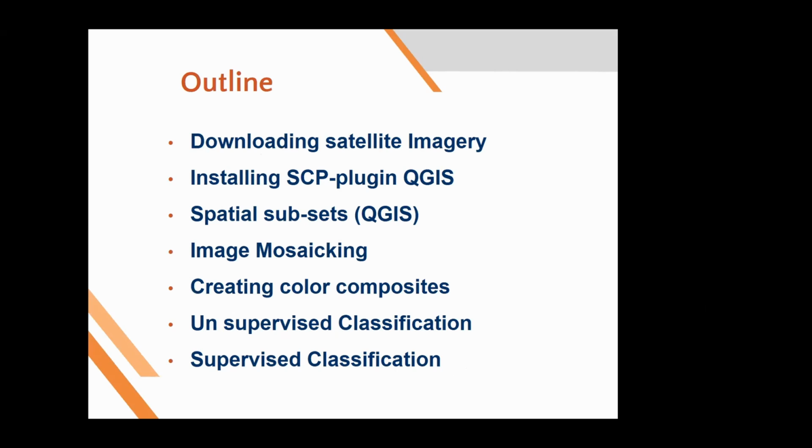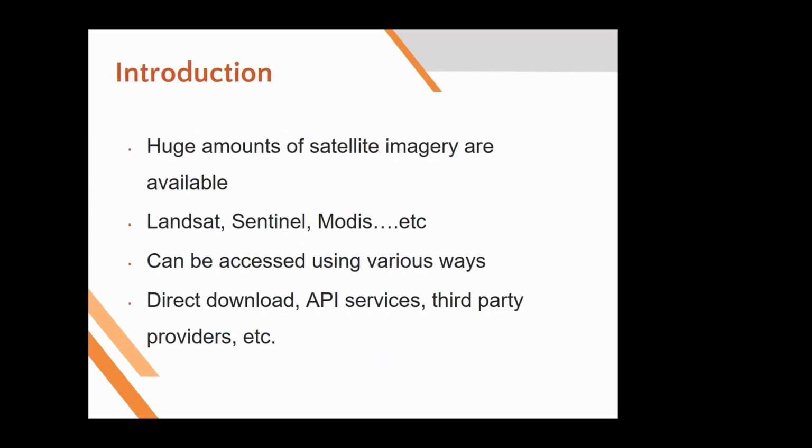So for today, I want to show you a few things. Of course, there is a lot and we can't handle it today, but I've prepared a simple outline. I'm going to show you how we can download satellite imagery that is freely available. Then we shall dive into QGIS, and do a spatial subset, image mosaicing, and create color composites. Finally, we shall do supervised and unsupervised classification.